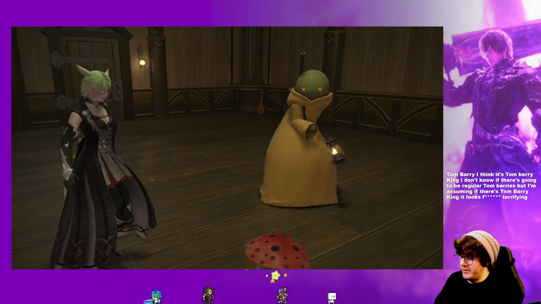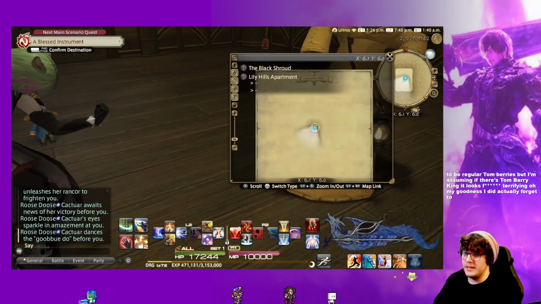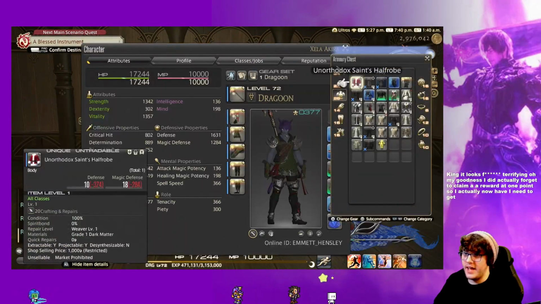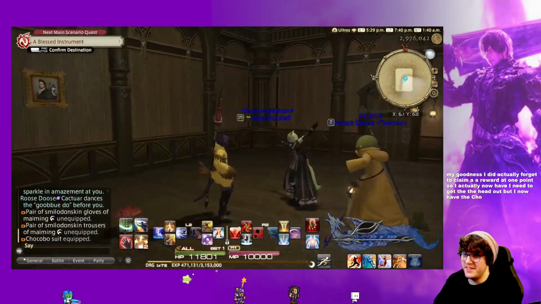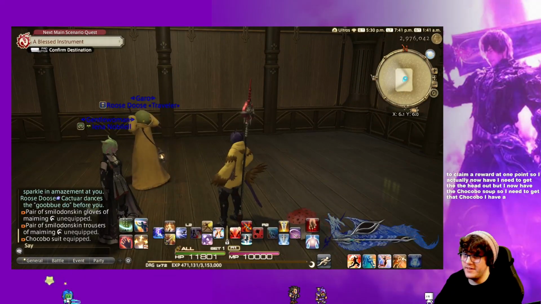Oh my goodness. I did actually forget to claim a reward at one point, so I need to get the head out, but I now have the Chocobo suit. So I need to get that chocobo. I have a yellow chocobo head somewhere.